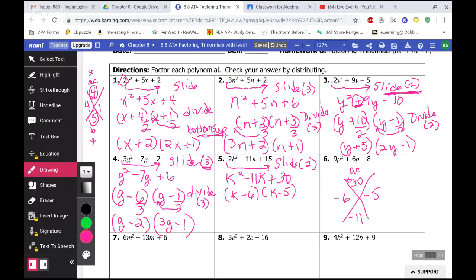All right, so now we've come up with our factors. Now we're going to divide. What number do we divide by? 2. Right, because that's what we multiplied by when we slid down, isn't it? So we divide -6 by 2, and that comes out to be a perfect integer. That's 3. So we can reduce that one that way. But negative 5 divided by 2 is not a perfect integer, so you bottoms up. So that's going to be 2k minus 5.